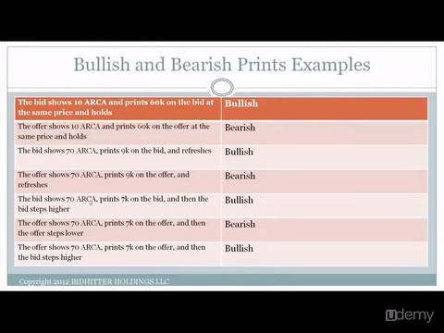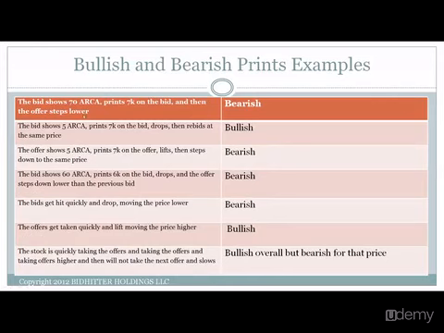The bid shows 70 ARCA, prints 7K on the bid, then the bid steps higher. That's bullish. The offer shows 70 ARCA, prints 7K on the offer, then the offer steps lower. That's bearish. The offer shows 70 ARCA, prints 7K on the offer, then the bid steps higher. That's bullish. Again, the bid shows 70 ARCA, prints 7K on the bid, then the offer steps lower. That's bearish. The bid shows 500 ARCA, prints 7K on the bid, drops, and then rebids at the same price. That's bullish.